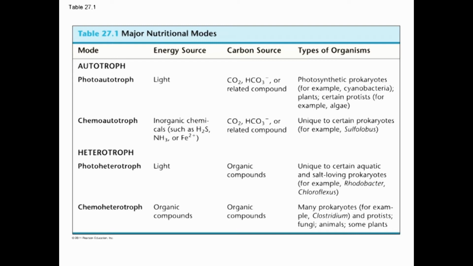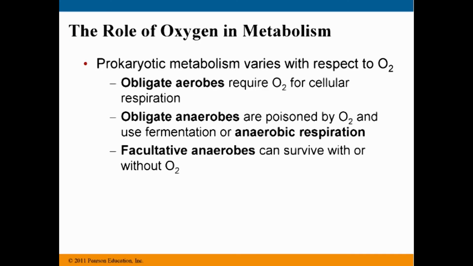Photoautotroph: light is the energy source, the carbon source for the most part is CO2, and the types of photoautotrophs would be photosynthetic prokaryotes. So on and so forth. You can read the rest of these, but this is a nice chart to study.